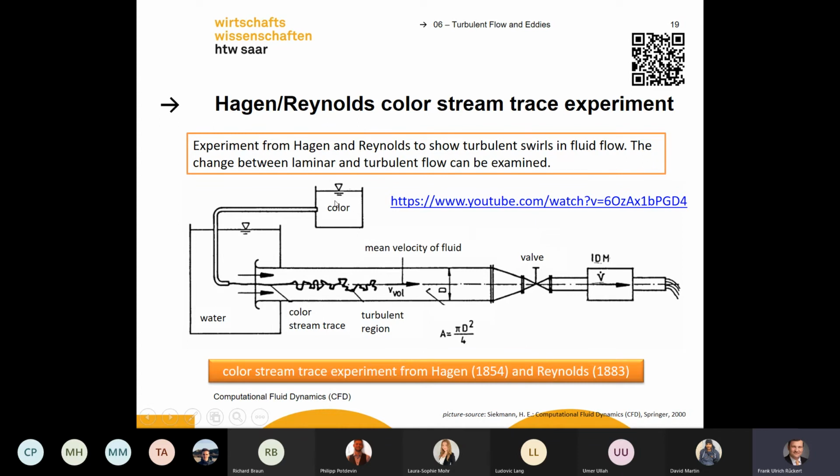You have a tank with colored water, maybe ink, and you have a normal water tank, and then you have a laminar flow in this pipe. And after some time, the flow gets a bit swirly, and you get this turbulent region. Okay, and you can watch this movie by clicking on the link or by scanning this QR code with your smartphone.